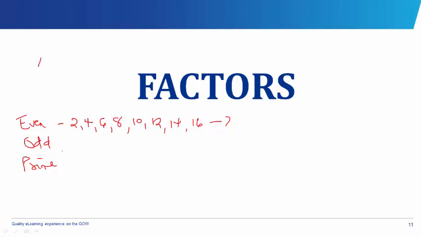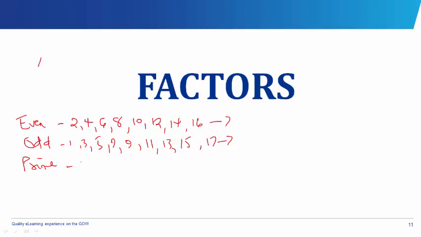Now odd numbers are other numbers outside this. So you have 1, 3, 5, 7, 9, 11, 13, 15, 17, etc. Okay? Now on the other hand, prime numbers are numbers that can only be divided by itself and 1. No other number can divide them.